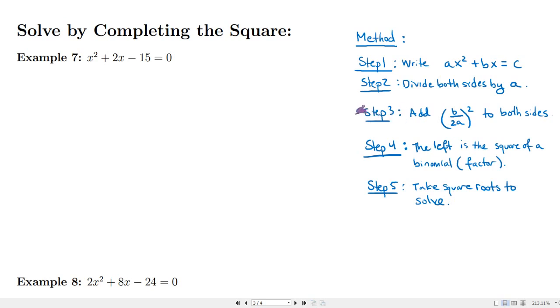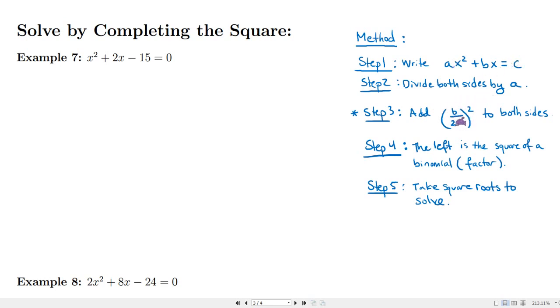And then here is the step that makes everything really work. You're going to add a term to both sides of the equation. After you do step 2, you take whatever the coefficient of the linear term is, take half of it, divide by 2, then square it, and then add that number to both sides of the equation.